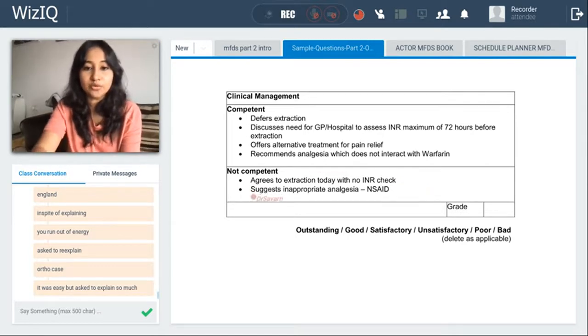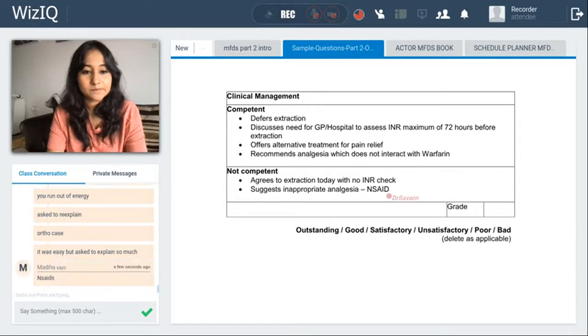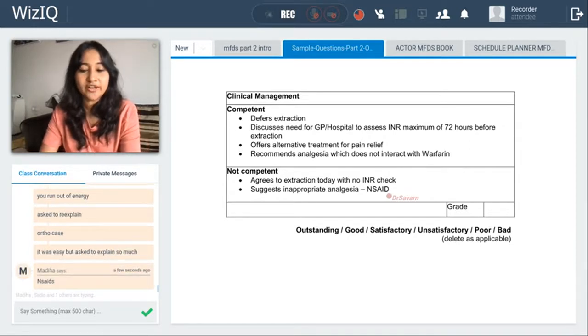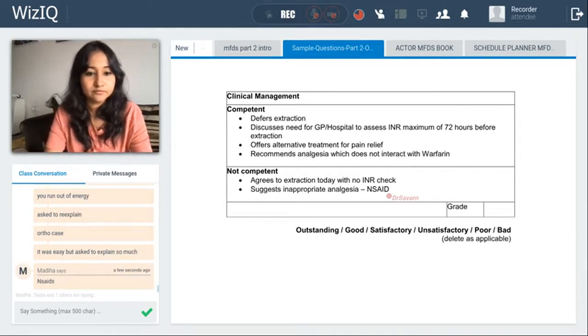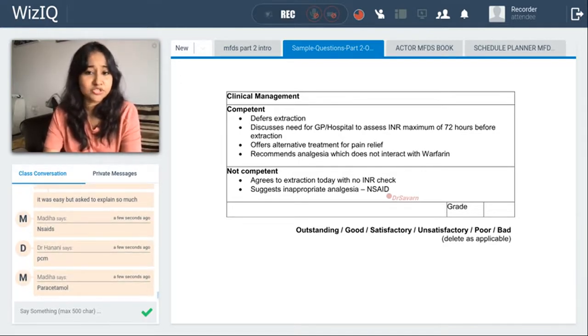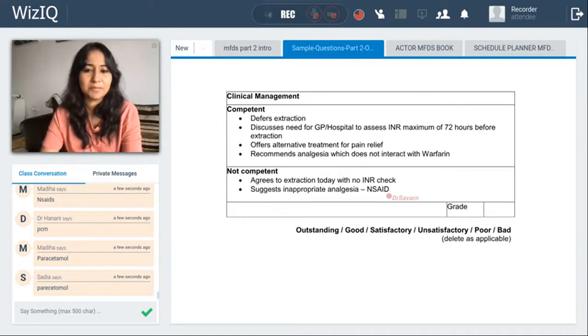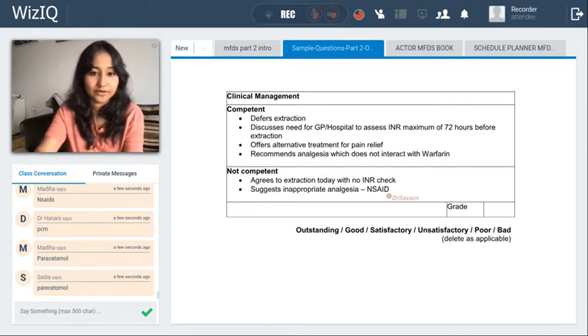Okay. So if you suggest inappropriate analgesia, so the patient is taking warfarin. So what you cannot give. So then what can you give? Exactly. So always the safest option is paracetamol. Paracetamol is also available over the counter. So in that case, you can say that you can take a paracetamol or you can say that I'll be prescribing one to you. Both are completely all right.